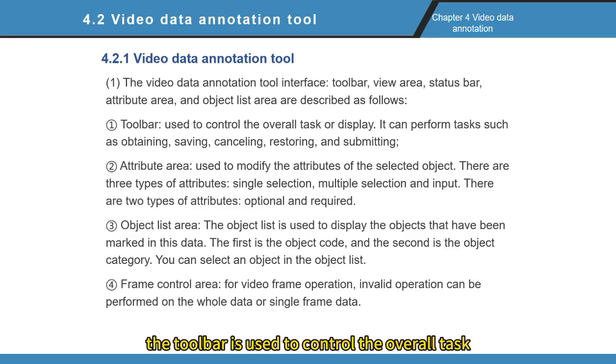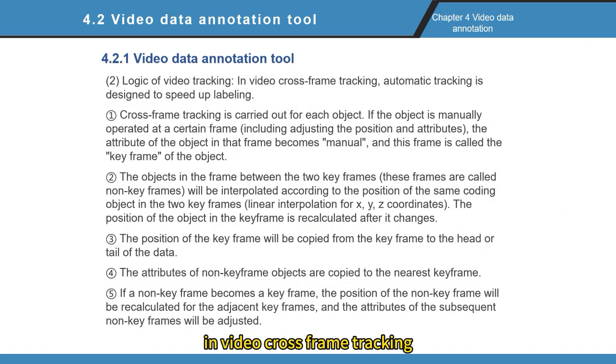The toolbar is used to control the overall task or display, enabling operations such as obtaining, saving, canceling, restoring, and submitting. The attribute area is for modifying the attributes of the selected object, with 3 types of selection methods and 2 types of attribute nature. The object list area displays the marked objects in the data, including the object code and category. And the frame control area is for video frame operations, allowing invalid operations on the whole data or single frame data.